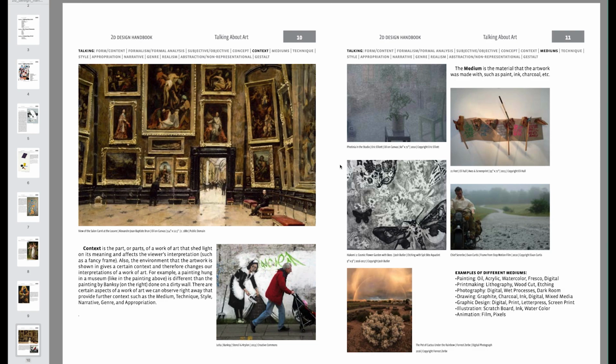Some examples of different mediums that can affect the context include oil painting, acrylic painting, watercolor, fresco, or digital. There's also printmaking. Photography affects the context. Drawing, graphite, illustration, and animation.